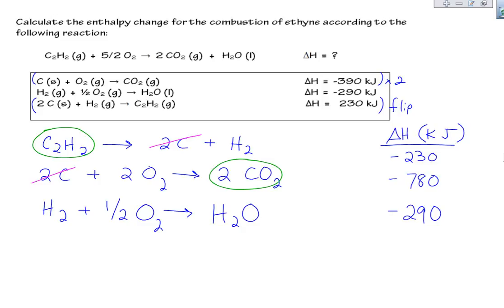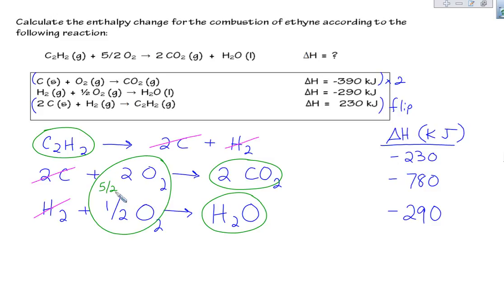Watch what happens. Okay, so I got the water. I wanted that. I can get rid of this hydrogen. I produce hydrogen, I consume hydrogen. And check out the oxygen. It always works out, doesn't it? I have 2 oxygen and a half oxygen. Well, what do you know? That's equivalent to 5 halves oxygen. This would be like 4 halves oxygen plus 1 half. That is my 5 halves oxygen.